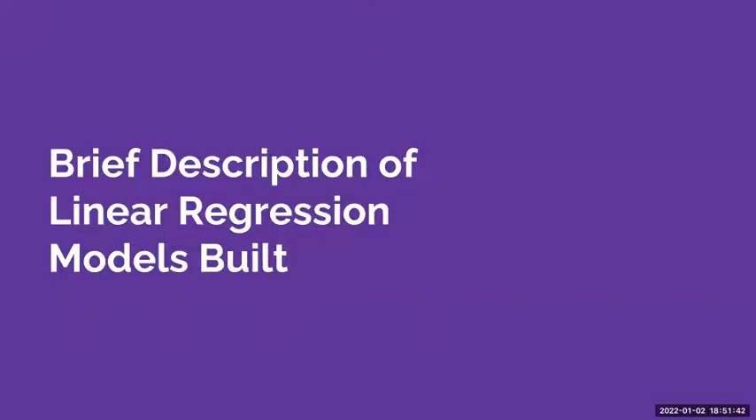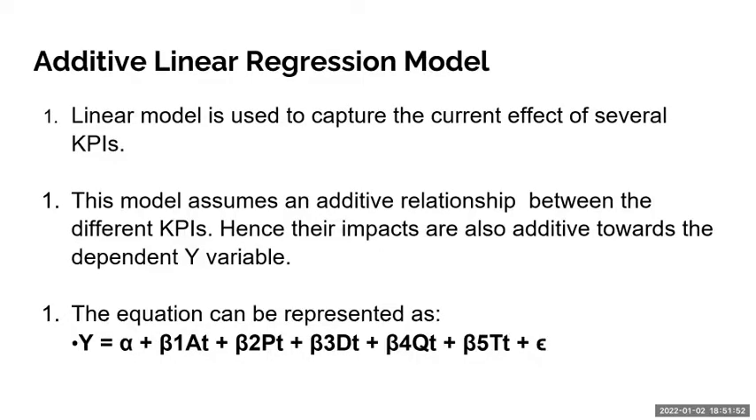Brief description of linear regression models built. So now we come basically to the models built, right? We have built additive and multiplicative models, which we'll just be going through, and then comparing which model is the best suited for us here. So quickly, simple stuff. An additive linear model is basically where impacts are also additive towards the dependent variable y. So that's what it is.